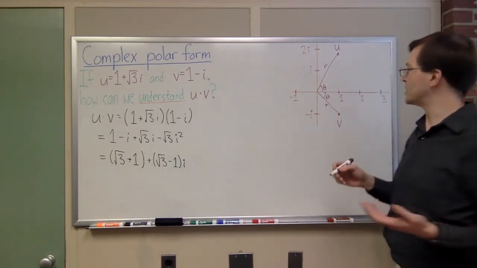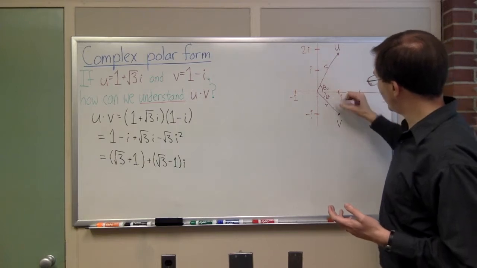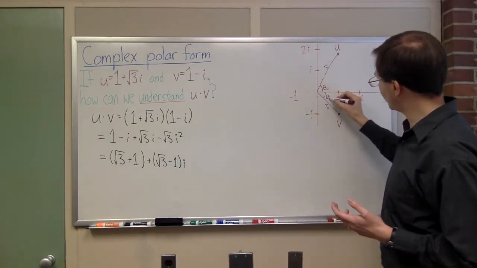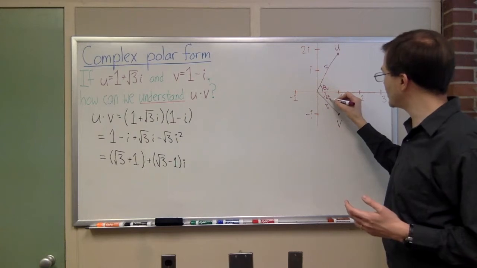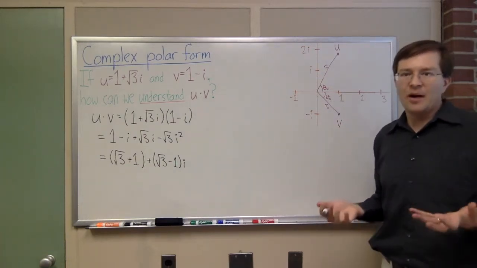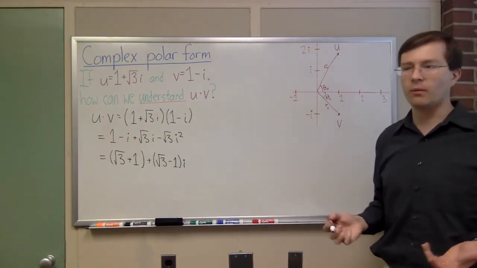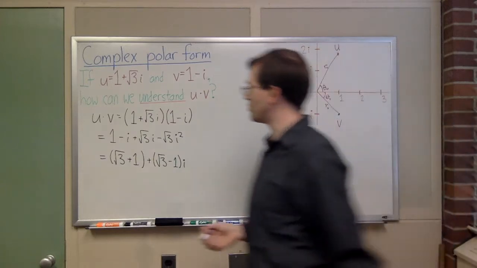Now, of course, I've reused this. Maybe I should label these r for u, and theta for u, and r for v, and theta for v. I don't know, there's not a standard notation for that necessarily. But that tells us how we could label these numbers. And you're saying, why is that important? Why talk about polar form? Well, it turns out it's actually pretty straightforward.